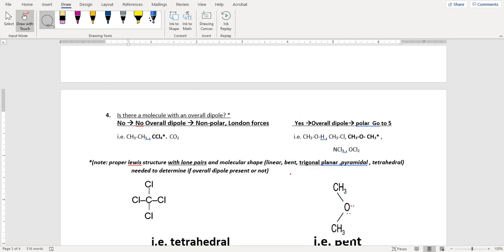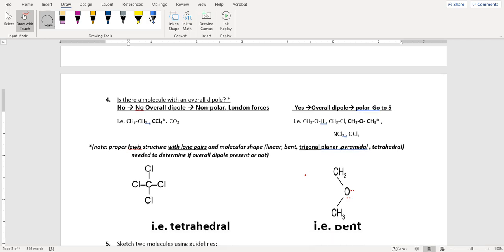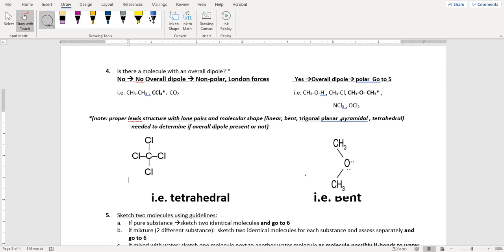Now I gave you some examples of molecules that have no overall dipole on the left-hand side and ones that do have an overall dipole on the right-hand side. But once we figure out it has an overall dipole, we then have to figure out, is it dipole-dipole or is it hydrogen bonding? Before we do that though, you really need to be able to draw the Lewis structure.